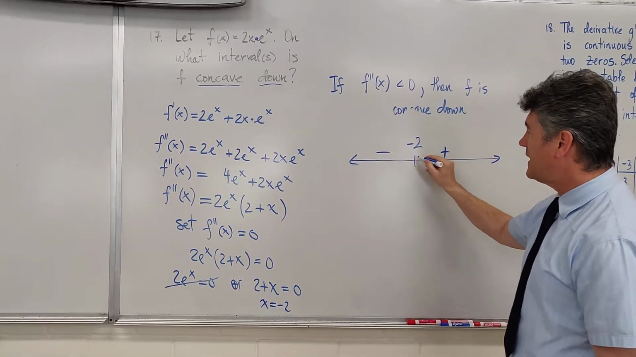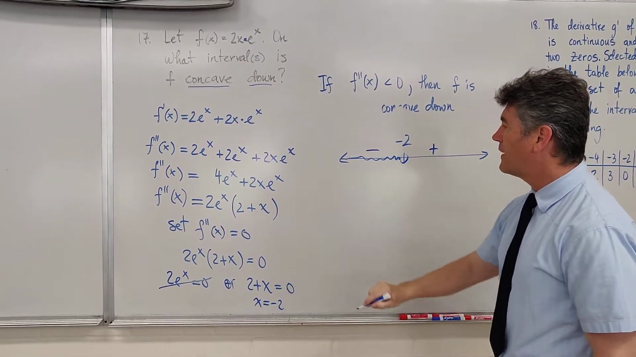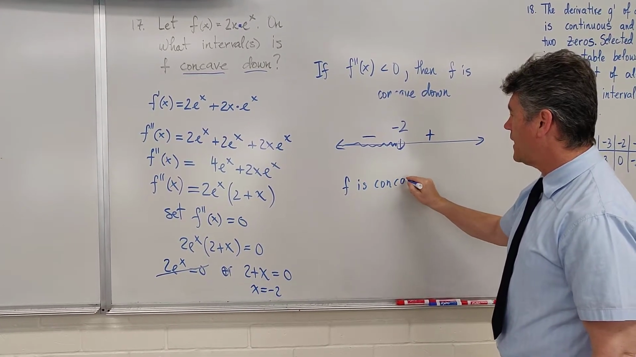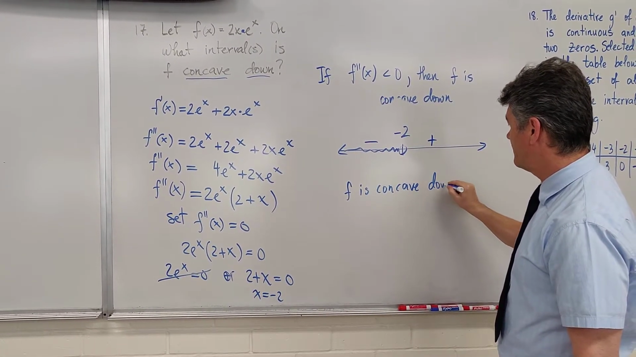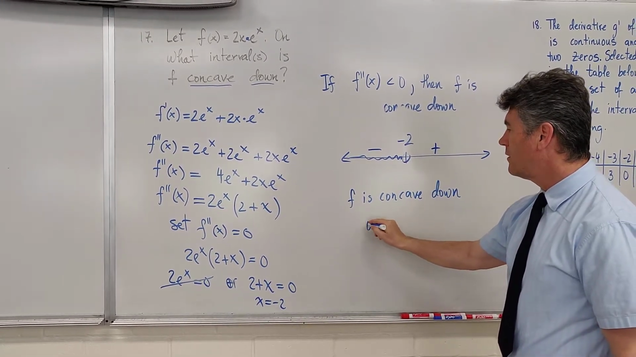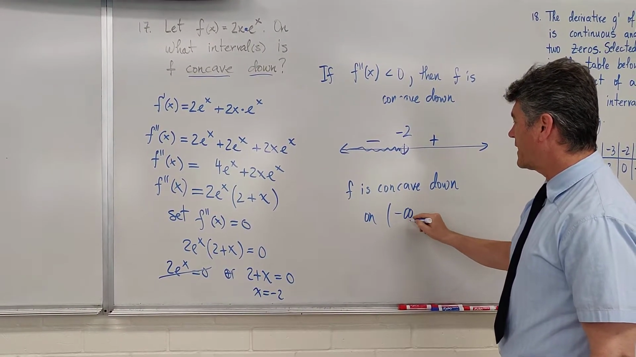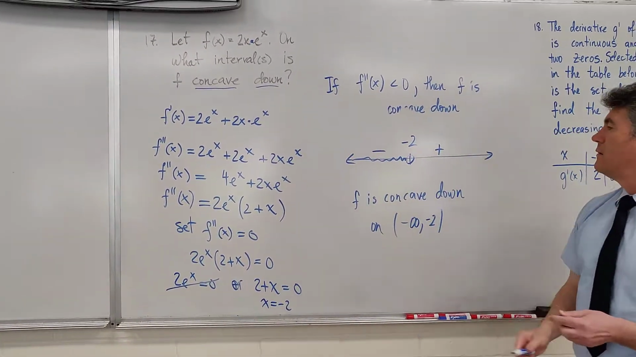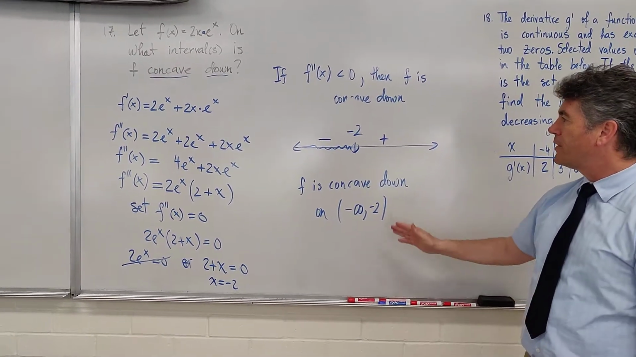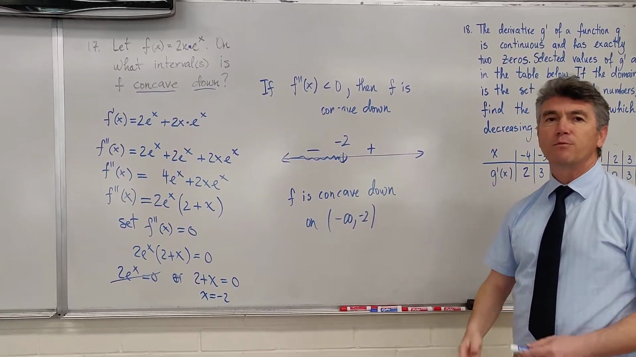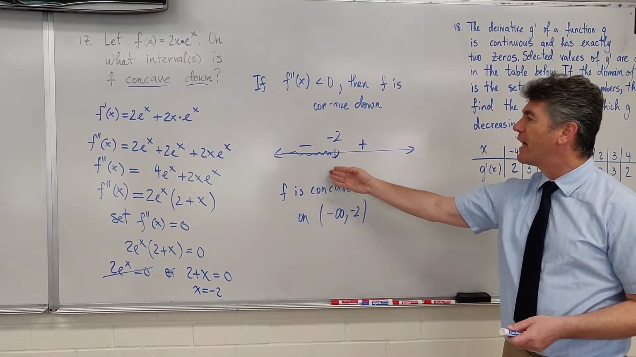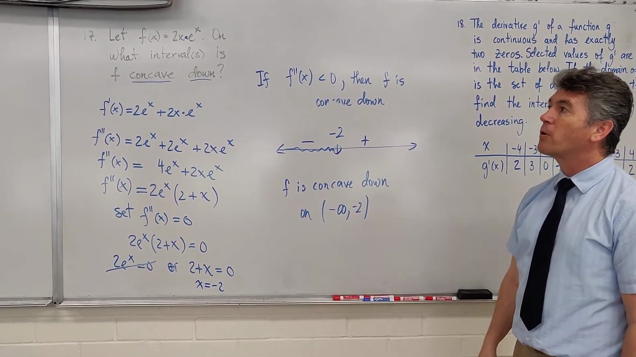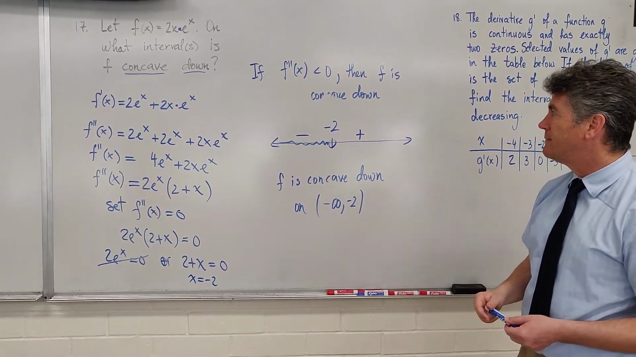The second derivative is negative to the left of negative 2. So we write f is concave down on the interval from negative infinity to negative 2. Although we're not asked, it's a good review. At negative 2 we have an inflection point because the graph changes from concave down to concave up. And that's all there was to problem number 17.